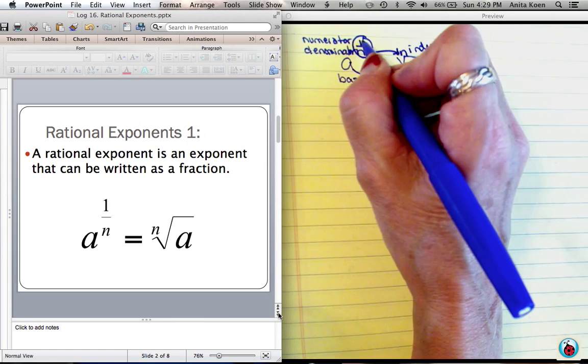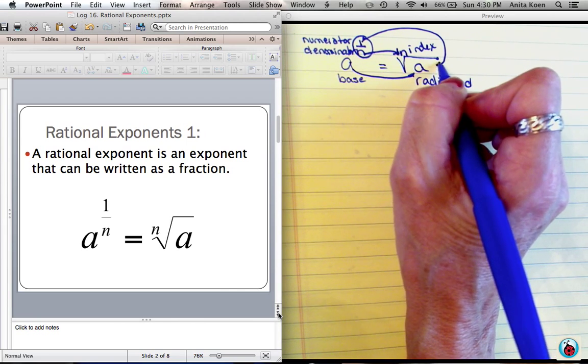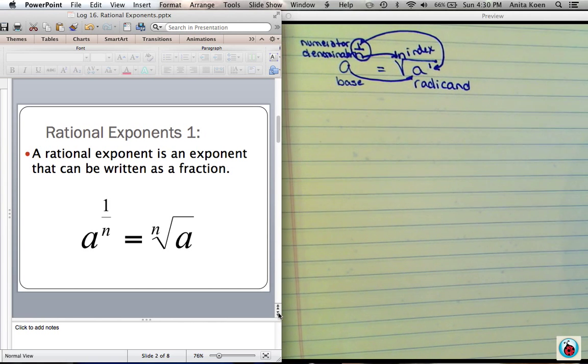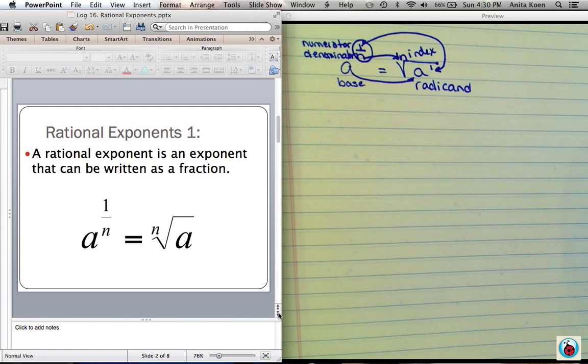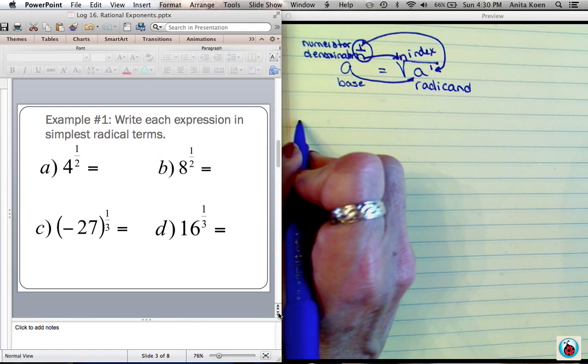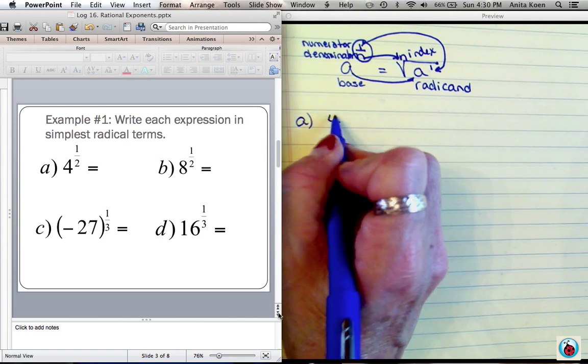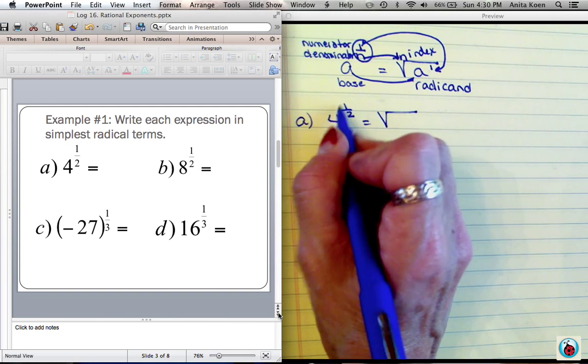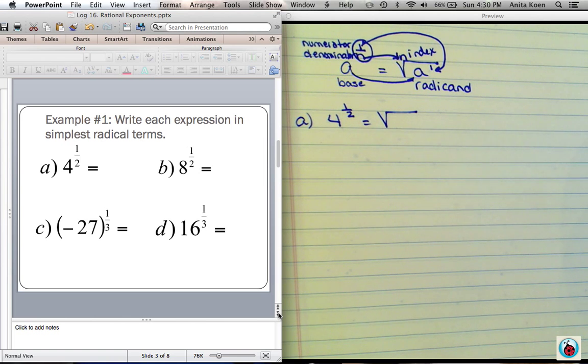and the numerator will become the exponent. And this happens every single time. So let's look at some examples. For example 1, letter A, 4 to the 1/2 power. I see the fractional exponent, so I think radical.